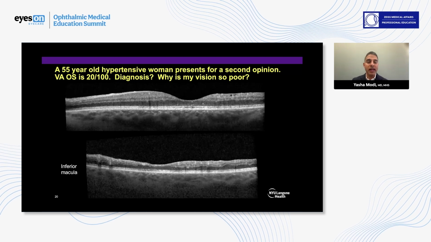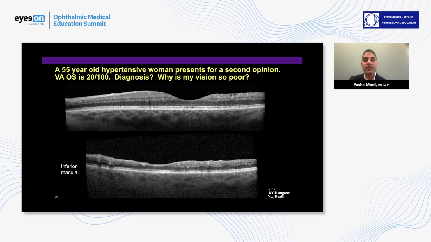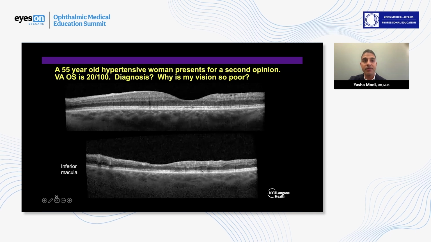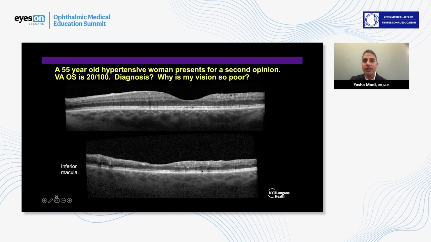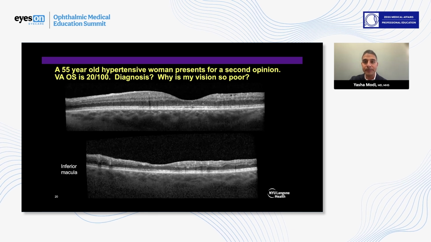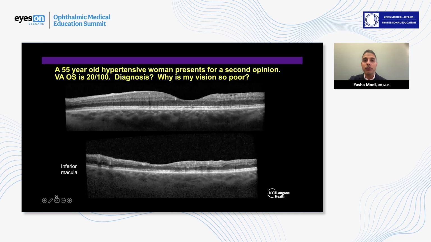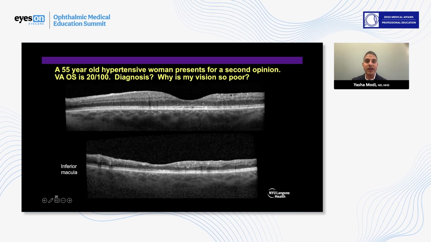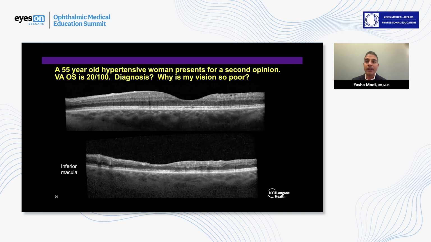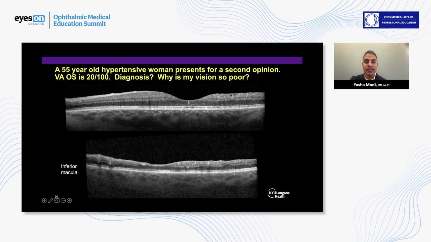Now, I want to show you two cases. This is a 55-year-old hypertensive woman who presented to me for a second opinion. The visual acuity is 20/100. She asked, what's my diagnosis and why is my vision so poor? When you look at the horizontal slice, it looks remarkably good. I was a bit perplexed because it was really hard to reconcile why her vision was so poor based on the way the OCT looked.